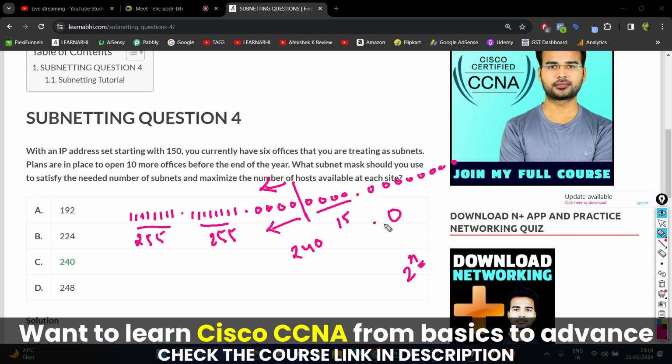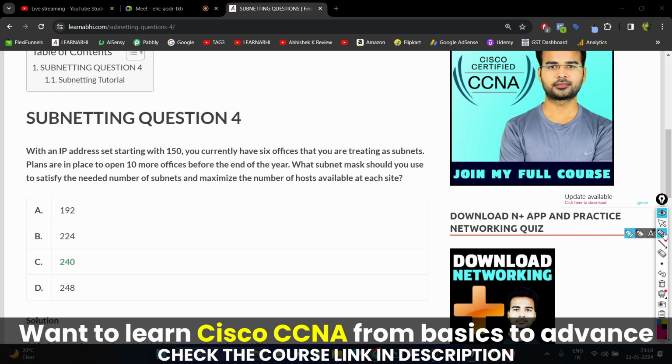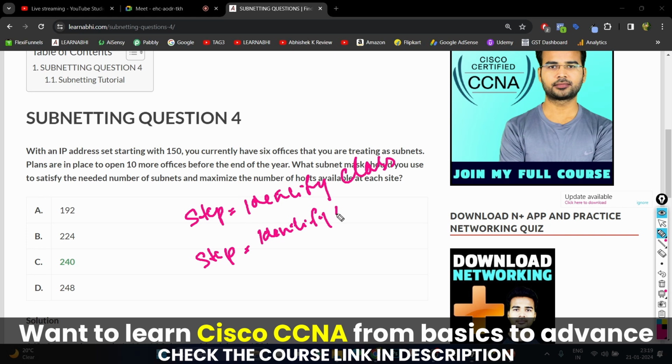At last, let me explain once again step by step. Just take a note. Step number 1: identify the class of the IP address. Step number 2: identify the number of network and host bits in that class. If it is class A, the first 8 bits will be network, and the remaining will be host.